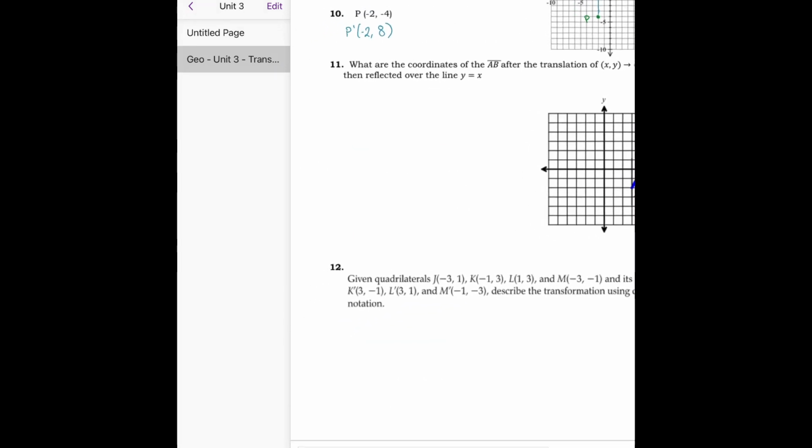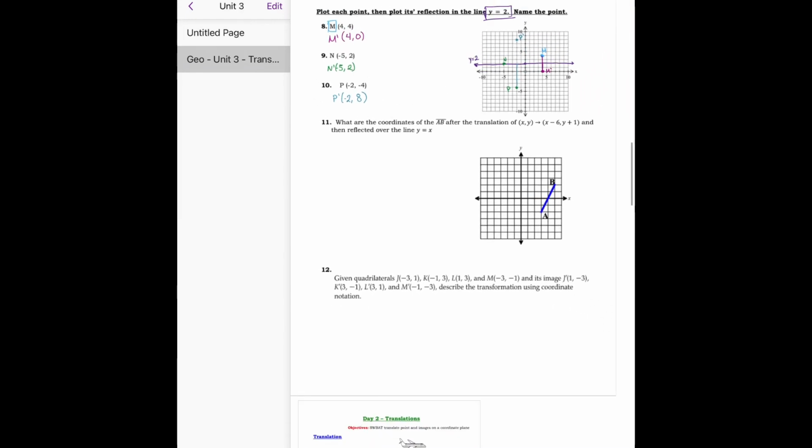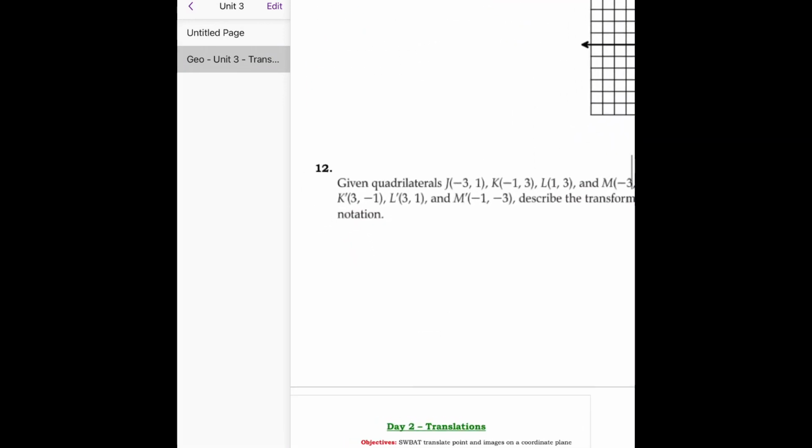Okay, I'm just going to skip number 11. It has some stuff in it that we haven't learned yet, so you can go ahead and cross that one out. So moving on to number 12.